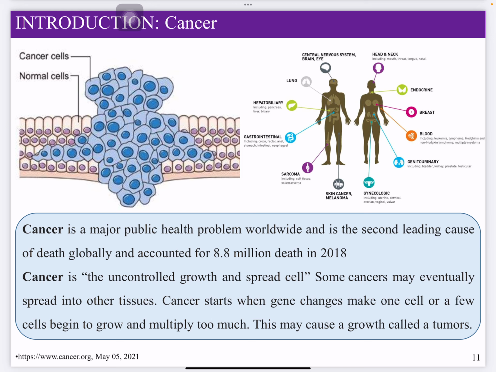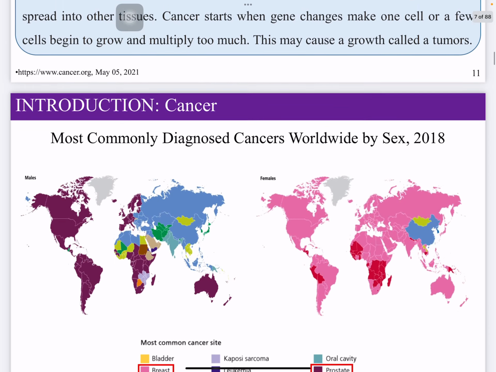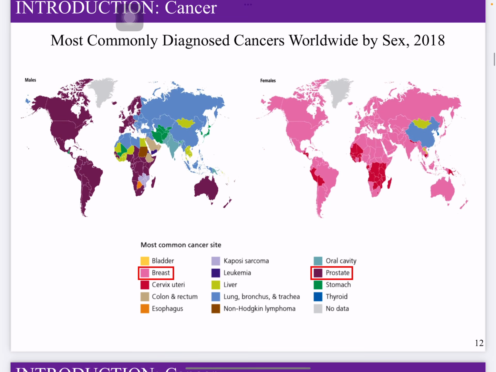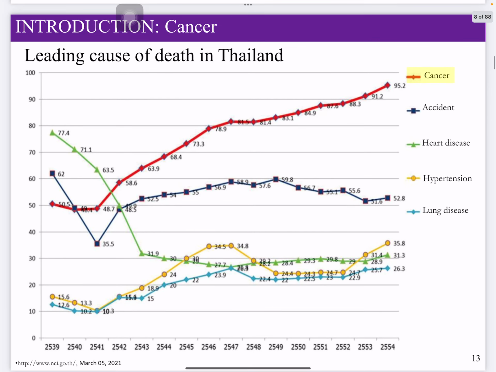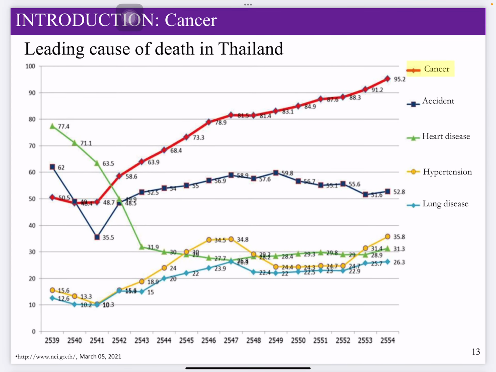Cancer starts when genes change and make one cell or a few cells begin to grow too much and form a tumor. Around the world, breast cancer and prostate cancer are major problems. However, in Thailand, over the past 10 years, the number of cancer deaths has increased gradually.